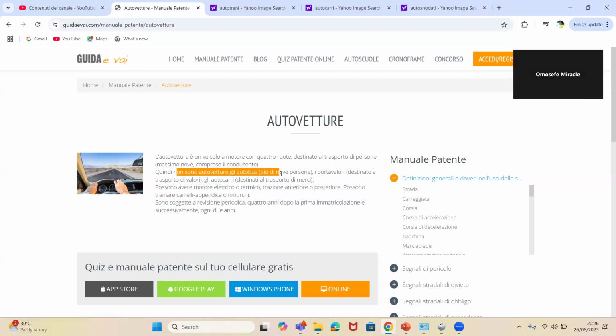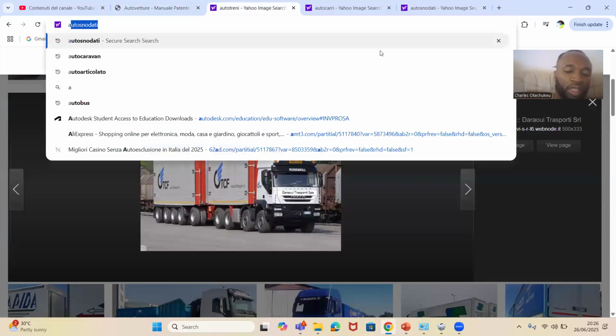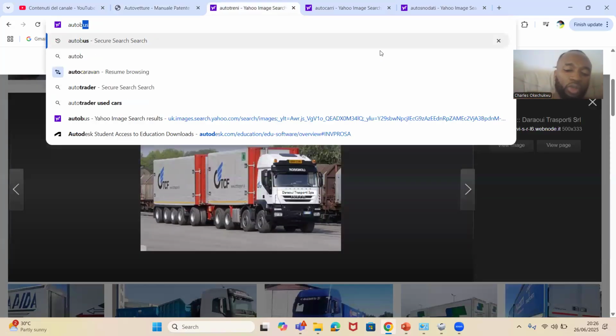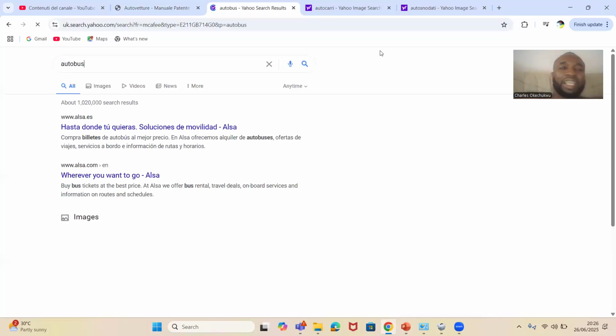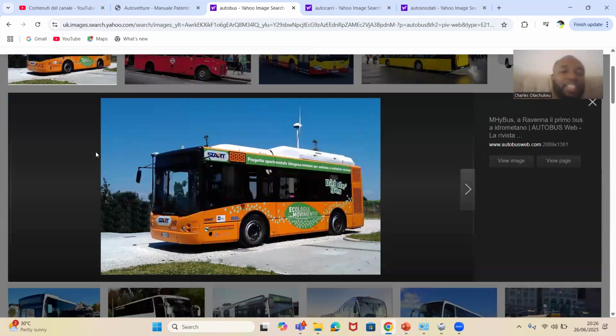Autoveicoli, please. How many seats does it have? Maximum is 9. Those are more than 9. The autobus have more than 9. See, I've shown the picture. Have you seen the picture of autobus before? See autobus here. Autobus is a big bus, so it doesn't have 9 seater. It has more than 9 seater. Exactly. It's an autobus. The difference is their seater.